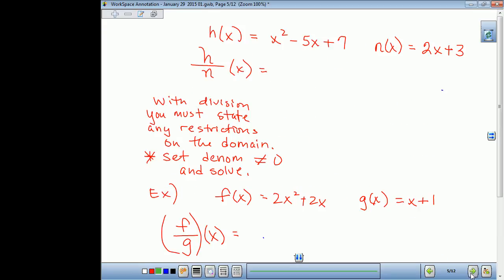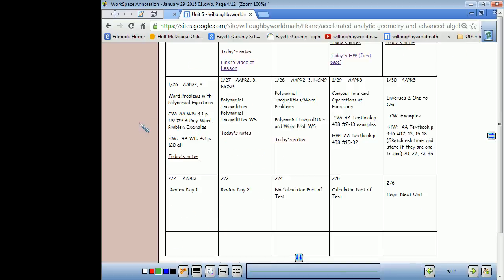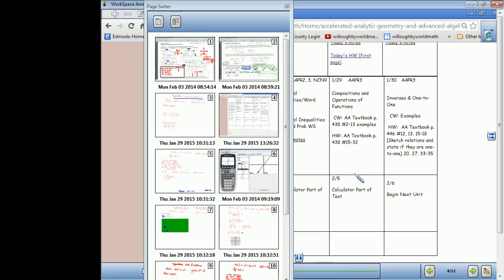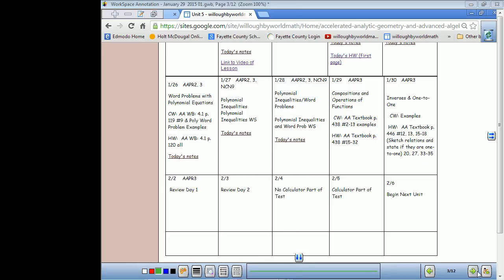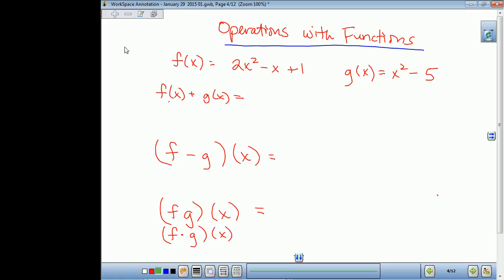So today, this is not my first slide. Hold on. Today we're going to take a look at composition and operations of functions. So we're going to start off with operations.